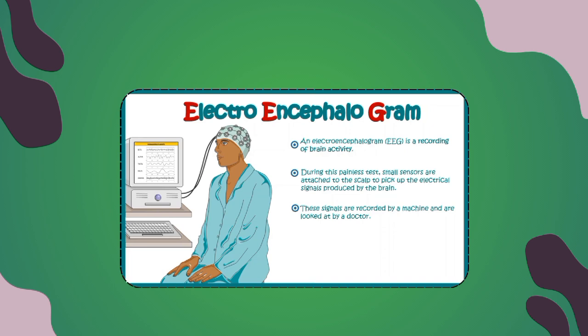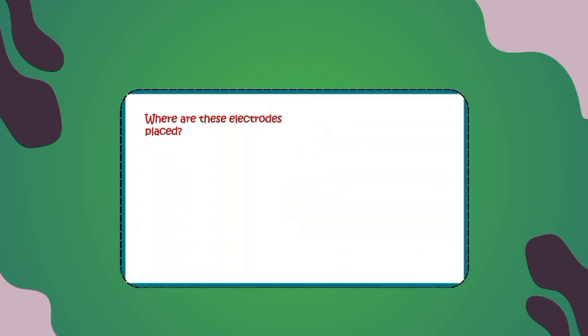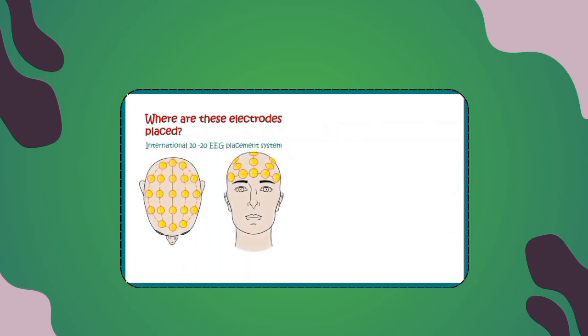In this video, we'll try to understand what this signal means, how this test is performed, and what is the biological and physical basis behind this test. So let's talk about where these electrodes are placed. Actually, these electrodes are placed using a conventional system called the 10-20 rule. And in a moment, it will be clear what this convention is.